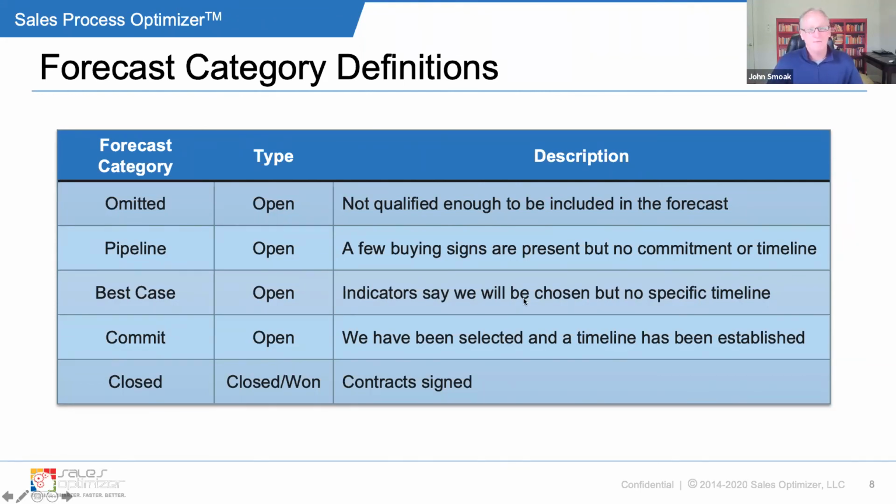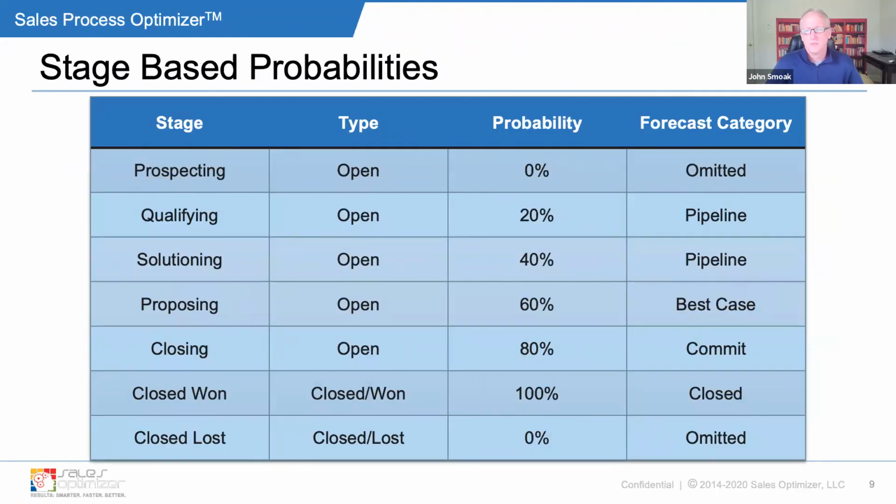Best case, that's where you have those indicators, right? They're going to buy, they like what they see, the solutioning's going well, high probability we're going to close it, we just don't know when, we don't have a specific timeline. And then commit, again, is, we've been selected, the timeline's been established, we're very, very confident. And then last, closed one would be where contracts are signed. There's also a closed lost if you lose it, but those are the forecast category definitions, and these are standard in Salesforce. Now, another thing that's standard in Salesforce is that the probabilities are set stage by stage, and the forecast categories are set stage by stage.